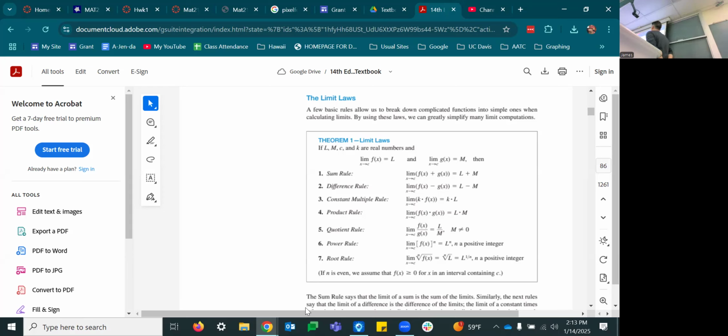So here's what they say in regular words. The limit of the sum is the sum of the limits. I'm going to write these down as I say them, and then I'll move the screen so you can see it in a second. But here's how I would write this. I would say that the limit as x approaches c of f of x plus g of x is equal to the limit as x approaches c of f of x plus the limit as x approaches c of g of x. And it could be a sum or it could be a difference.